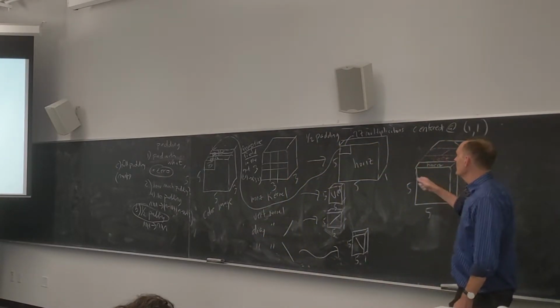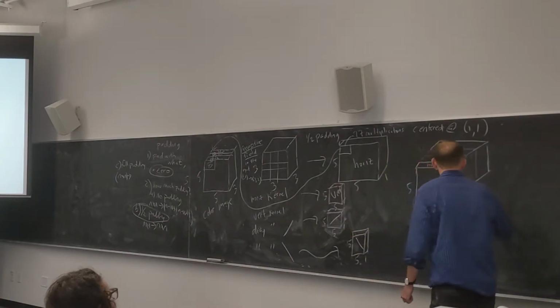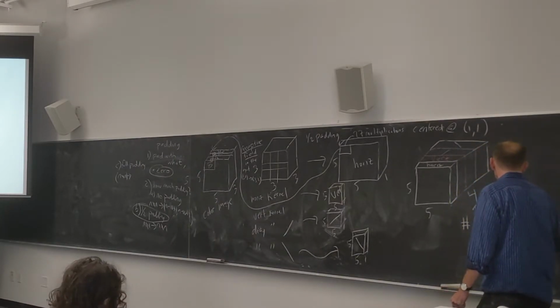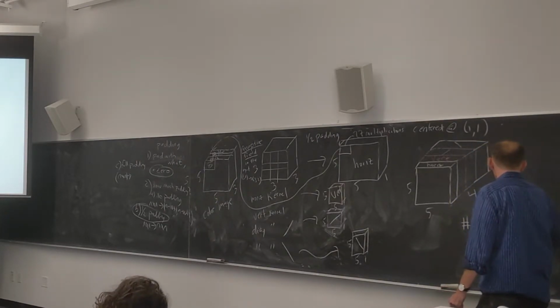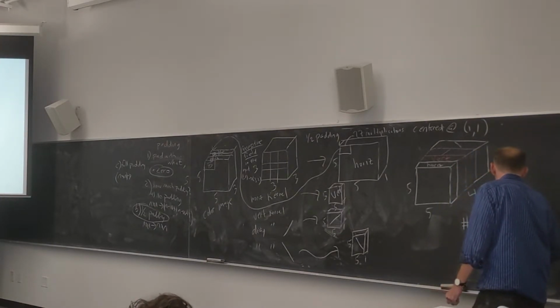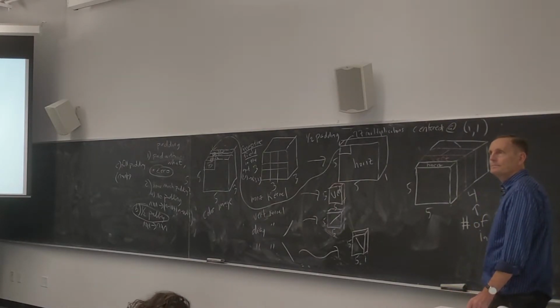The 4 comes from 1, 2, 3, 4. It's the number of convolutions, let's call them kernels, in the previous layer. All right? You with me?